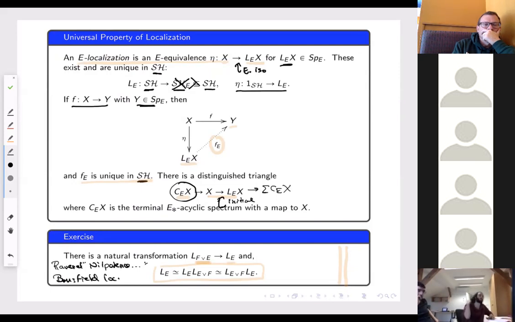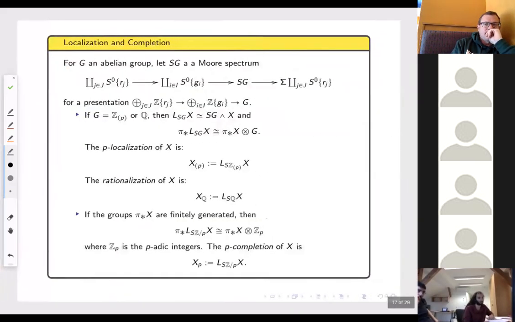Okay. All right. So let's do some examples. I call this slide Localization and Completion because if you've done enough algebra, you have a feeling of what completion means, and you have a feeling of what localization means, and this Bousfield localization construction captures both.